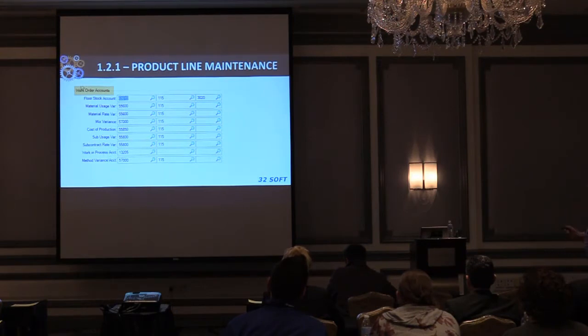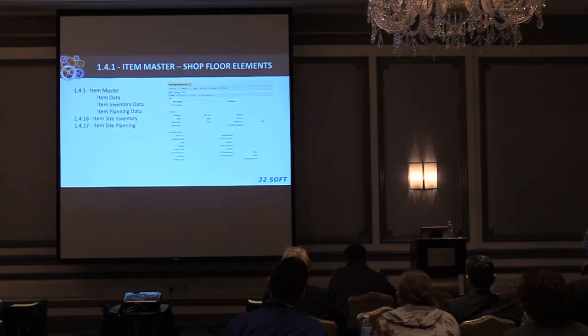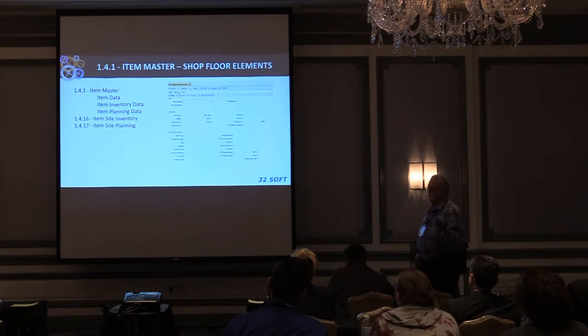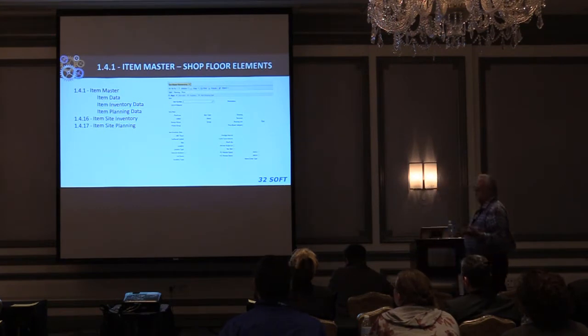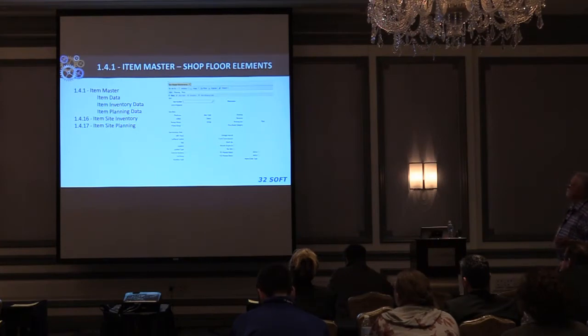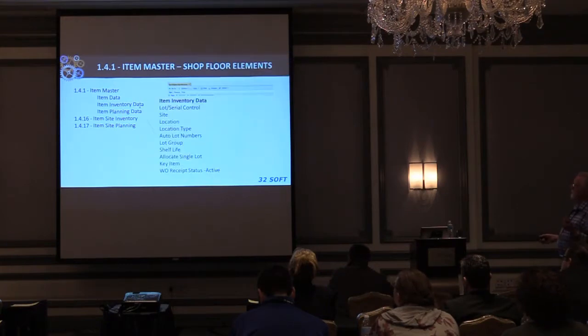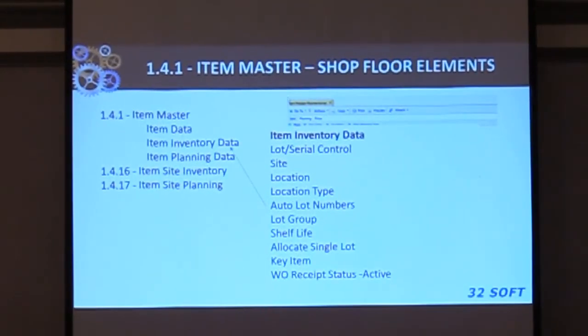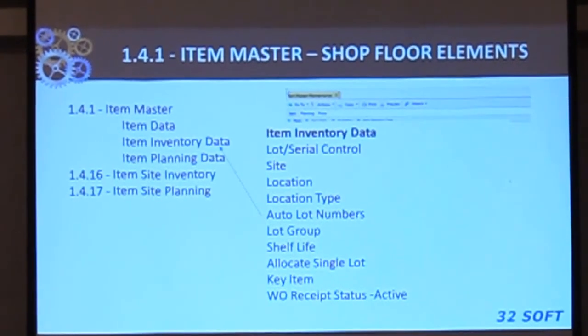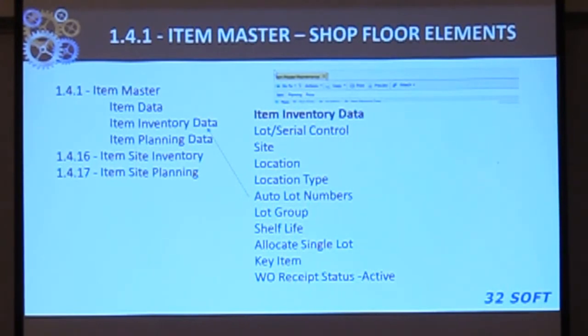So you define your product line and then item master. So the item master file, you define your part numbers, significant, non-significant part numbers, however you determine you want to identify or ID your parts in the system. Then you've got your item number, description, unit of measure, you've got your inventory data, product line, that kind of stuff. Then you define your inventory data, lot control, site, location, location type.